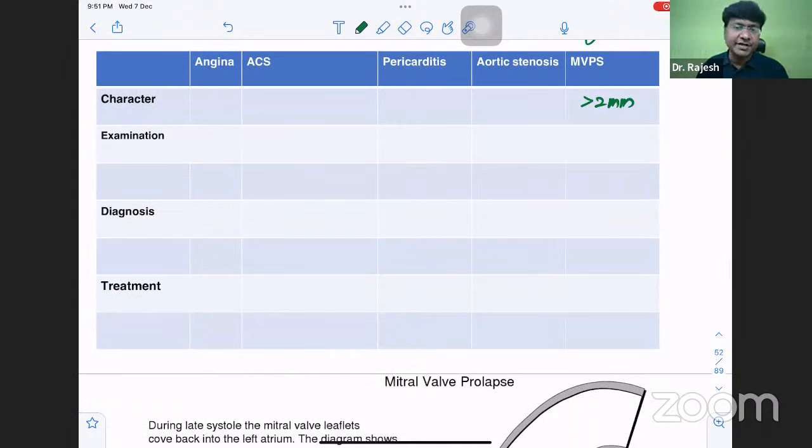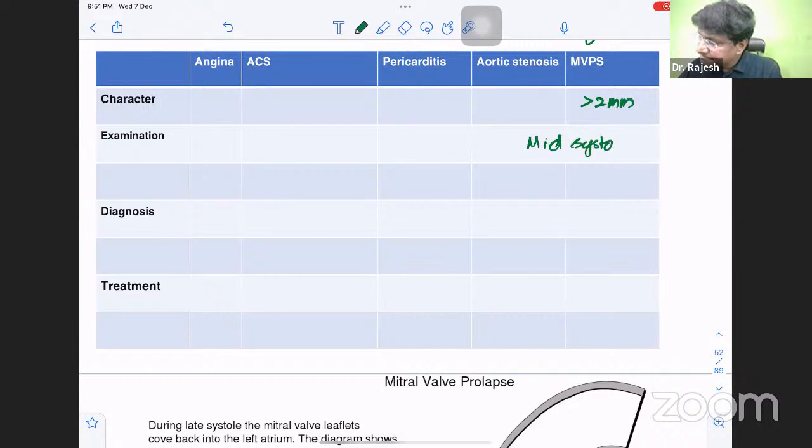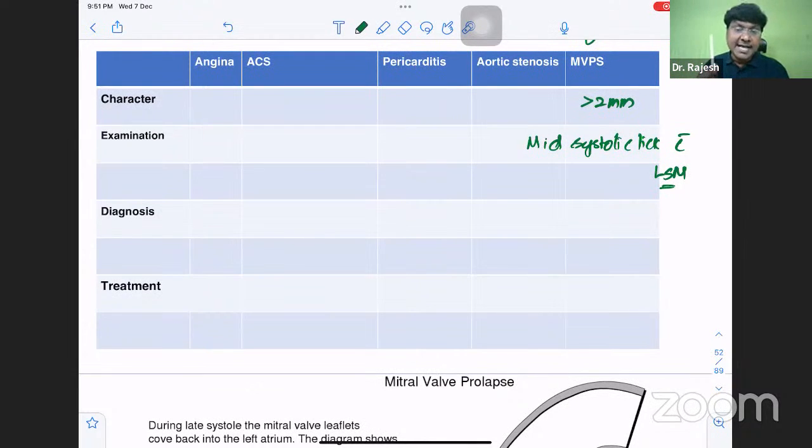And examination is very, very important in case of mitral valve prolapse. That is mainly the cardiac examination, which will show a mid-systolic click with a late systolic murmur. That will be the important examination finding in patients with MVPS. And this late systolic murmur is a high-pitched, crescendo-decrescendo murmur, and it is best heard at the apex.